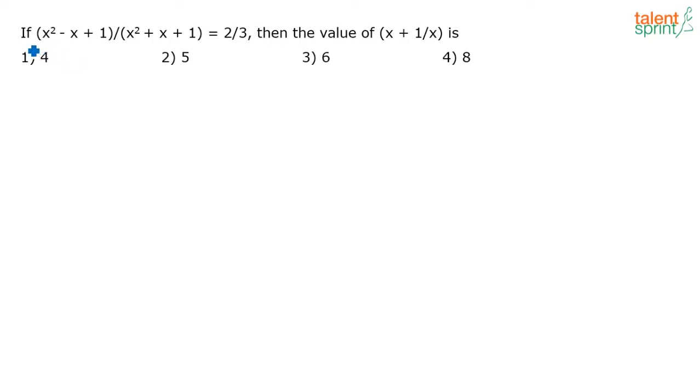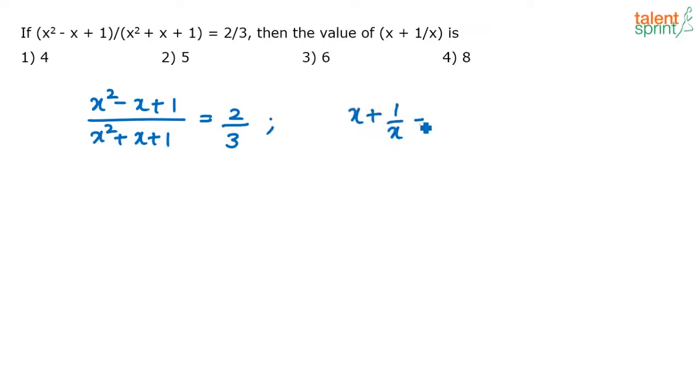So the question here says if x squared minus x plus 1 divided by x squared plus x plus 1 equals 2 by 3, then what is the value of x plus 1 by x? Options given are 4, 5, 6 and 8. So see what it is. x squared minus x plus 1 divided by x squared plus x plus 1 equals 2 by 3. He's asking us to find out what is x plus 1 by x. x plus 1 by x equals what?